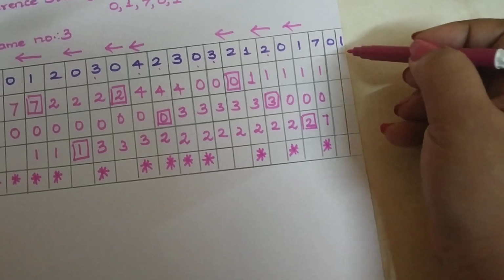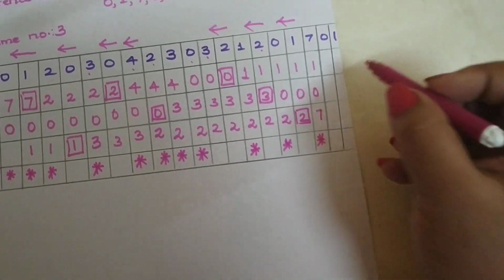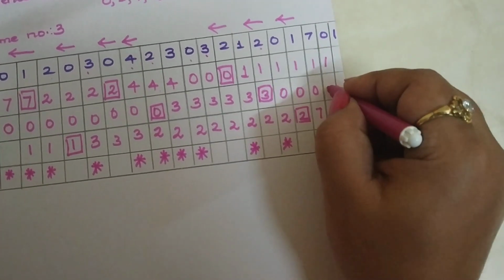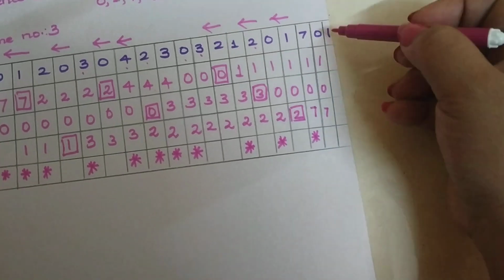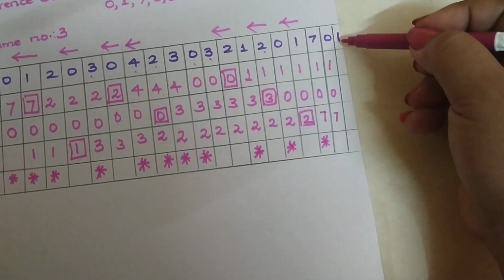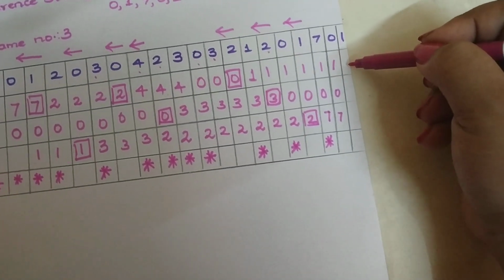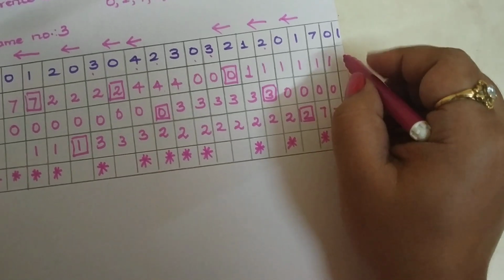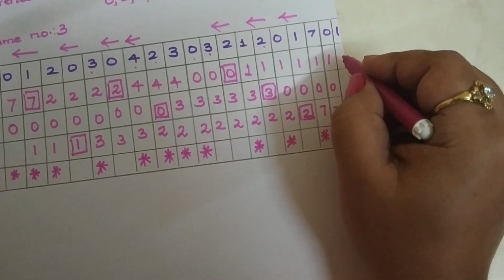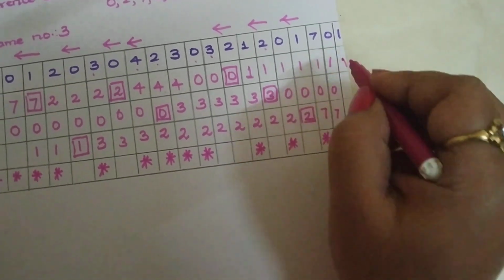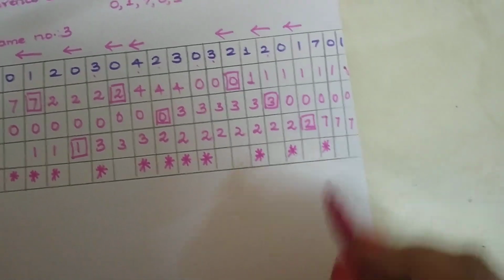Now 0 is there already in the frames, so it is a hit, so no page fault. So write 1, 0, 7 as it is. And 1 for this one, it is also there in the memory, so no need of page replacement. It is a page hit, no page fault. So write 1, 0, 7.